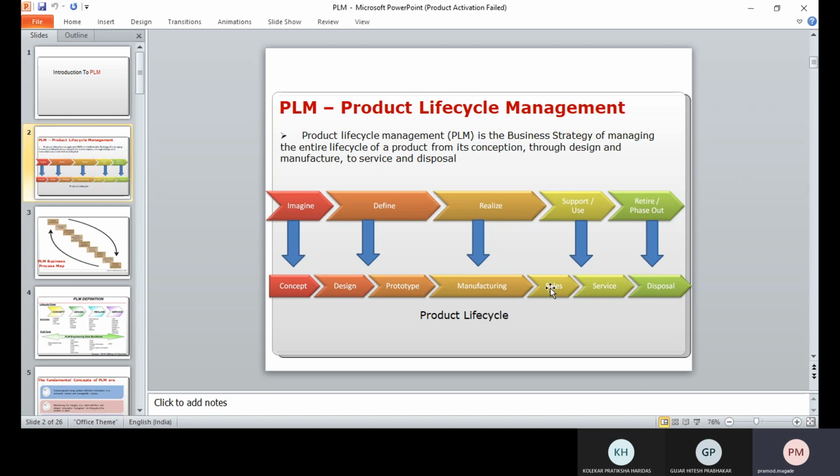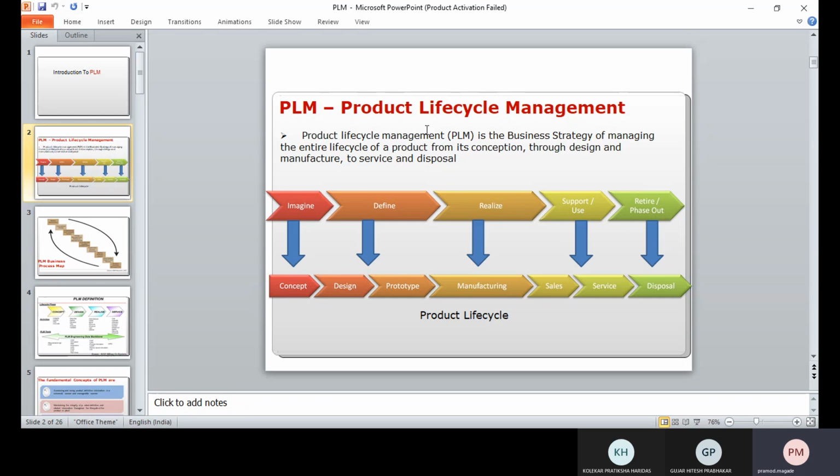And for that, management is required. First thing is imagination. Second, define the things for design and prototype. Third, for manufacturing, realize the things. Realize means whether the manufacturing is available with us or not, and what the process should be, that we need to finalize. Then support use means marketing, so marketing will have to do that. And retire means phase out, the declination of the particular product, and we have to give a new launch from our side, so that we call it PLM.